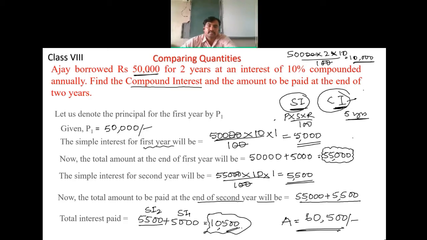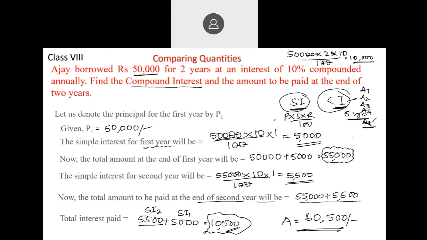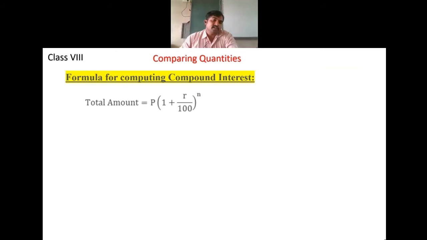For compound interest, we calculate the amount at the end of the first year, the second year, the third year, fourth year, and fifth year. This will be very huge. The amount will be too much if I am paying back. That is one of the benefits given to the bank employee. I will tell you the difference after this formula.